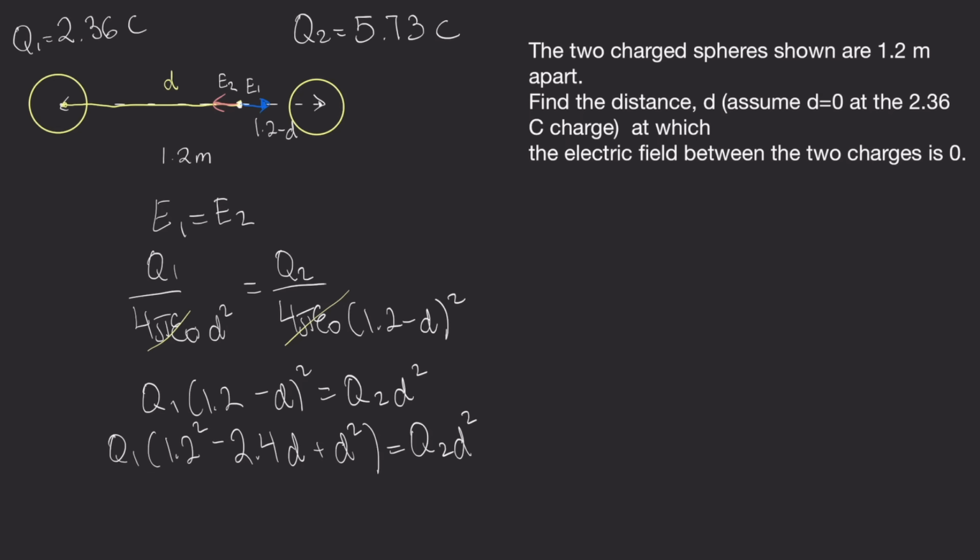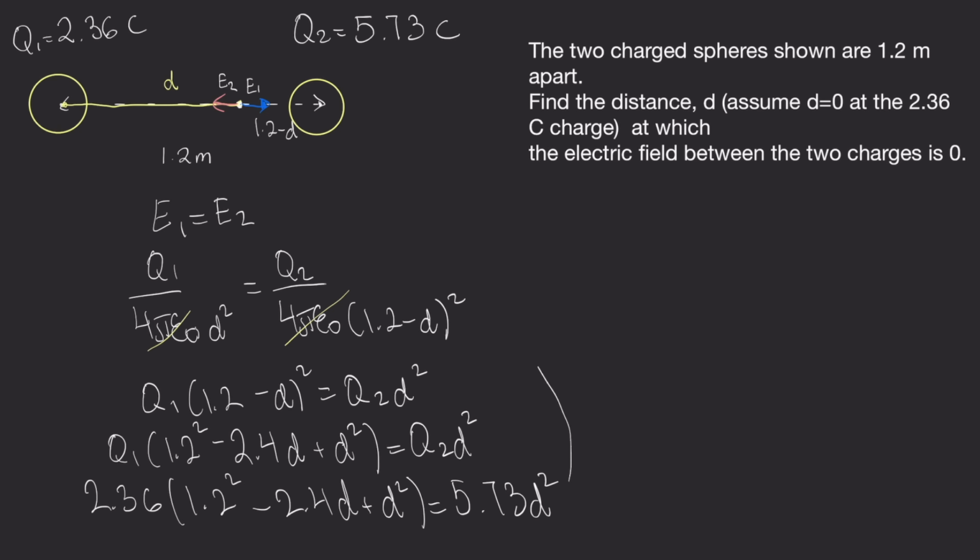Now we can probably plug in the numbers because Q1 is that and Q2 is 5.73, and set up a quadratic. So we're going to get 2.36, multiply this by 1.2 squared, take away 2.4 d plus d squared will be equal to Q2, which is equal to 5.73, multiply this by d squared. I'm going to set up the quadratic over on this side.